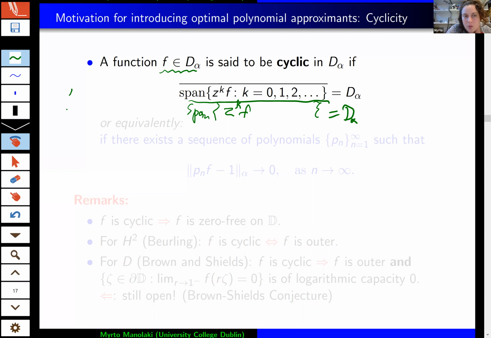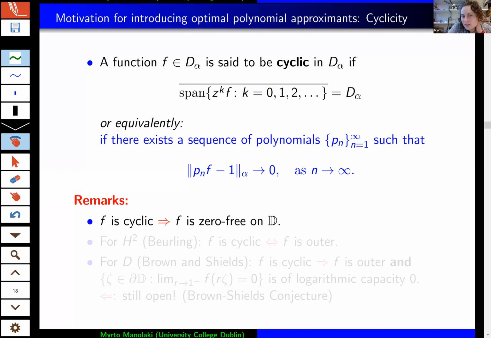In particular, I want to be able to approximate the unity, because the function that is identically one is always in my Dirichlet type space. When I approximate the function one by the linear span of f times monomials, it's like approximating by polynomials, right? So it is equivalent to saying that the function f is cyclic if I can find a sequence of polynomials, P_n, with the property that P_n f minus 1 converges to 0 in my norm, in my Dirichlet type space. It's an obvious consequence of the definition.